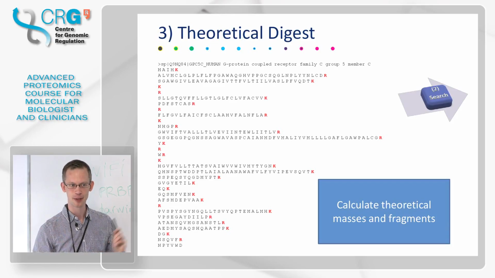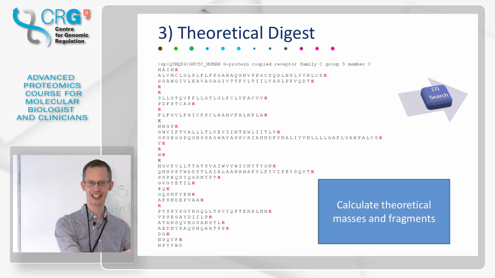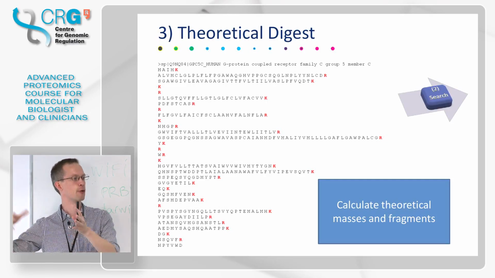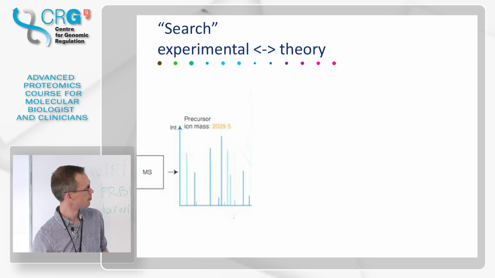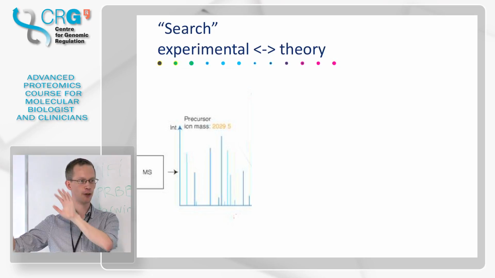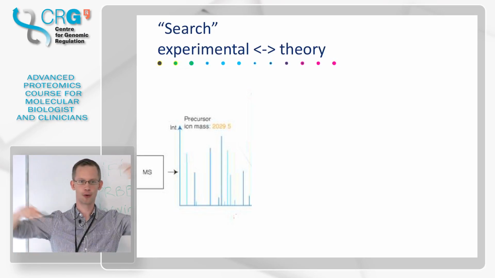Now you start to maybe sense that we had the experimental data, and we've read that. Now we start to have all the theoretical data, so here we have the theoretical masses and fragments. Now it's a simple matter of matching the experimental data with the theoretical data. That's what we call the search. So that's essentially going through all the combinatorics.